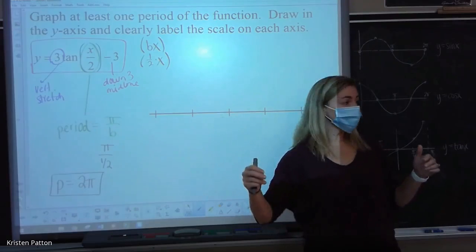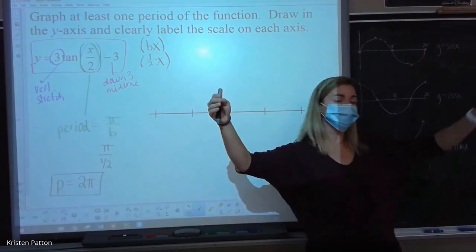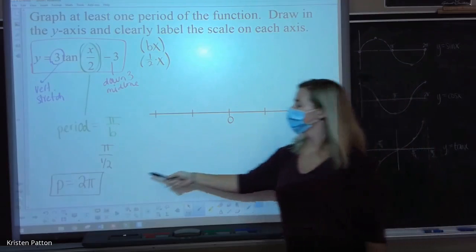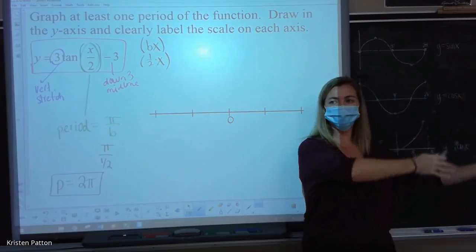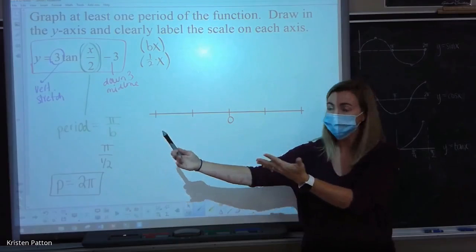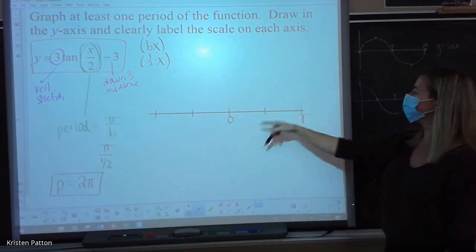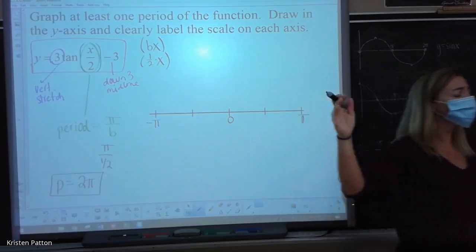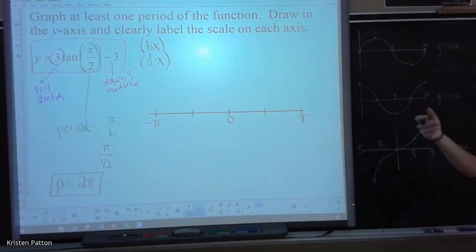And with a sine or cosine graph, we would go from 0 to 2 pi, but this is a tangent graph, and so we said 0 goes in the middle. So half of the period goes on the right, and the other half goes on the left. What's half of 2 pi? 1 pi. So we're going to go pi units to the right and pi units to the left. So this particular graph will sit between negative pi and pi.